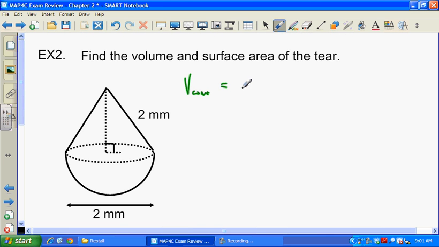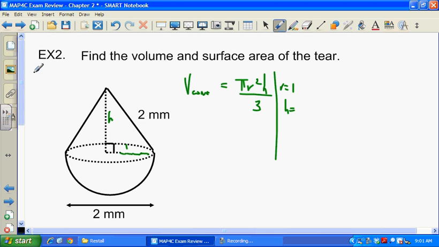Volume of the cone. And this should all be on your formula sheet. Pi r squared h divided by 3. And the radius was... See, the diameter is 2, so the radius is 1. And the height is, of course, unknown, right? This is the slant height, and this is the actual height. How do I find it? Well, you know this is going to happen, right? Pythagorean theorem, that's 1, that's h, and that's 2.